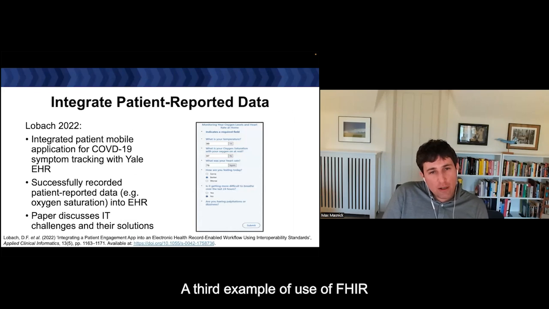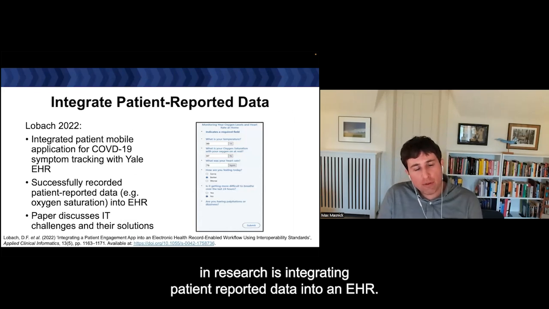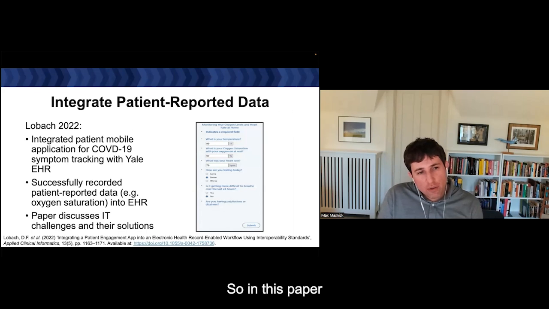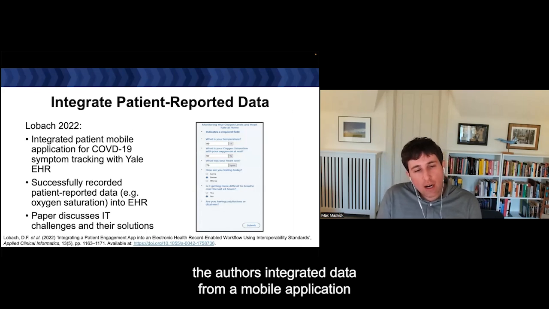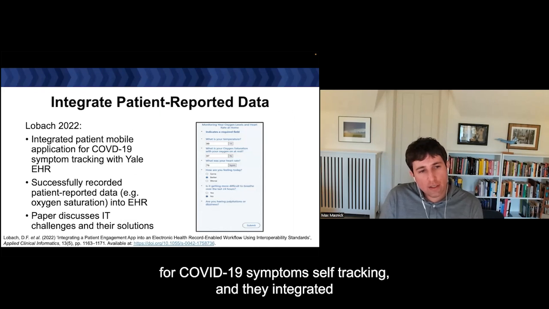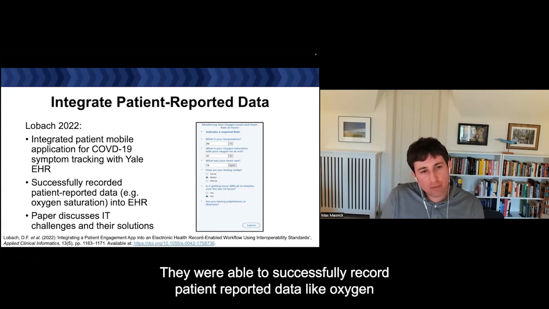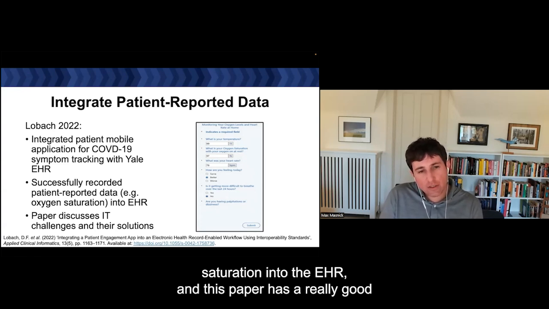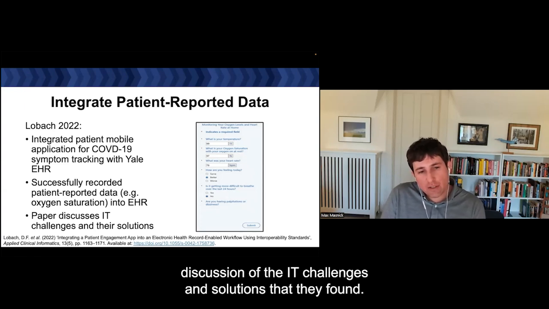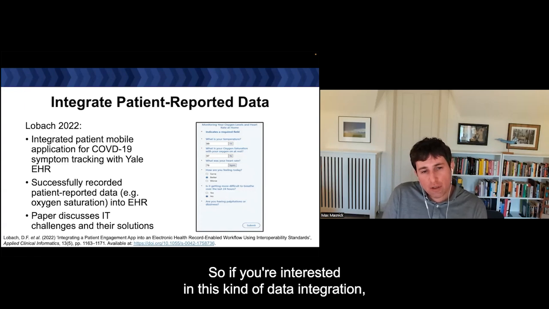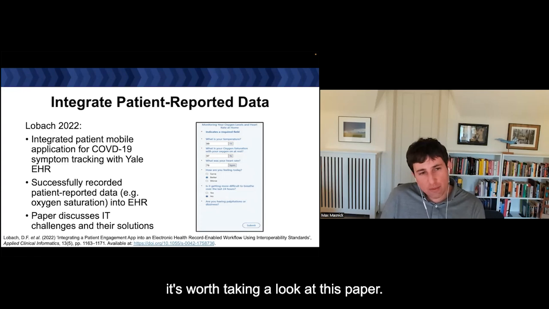A third example of use of FHIR in research is integrating patient-reported data into an EHR. So in this paper, the authors integrated data from a mobile application for COVID-19 symptom self-tracking, and they integrated this into Yale's EHR using Smart on FHIR. They were able to successfully record patient-reported data like oxygen saturation into the EHR. And this paper has a really good discussion of the IT challenges and solutions that they found. So if you're interested in this kind of data integration, it's worth taking a look at this paper.